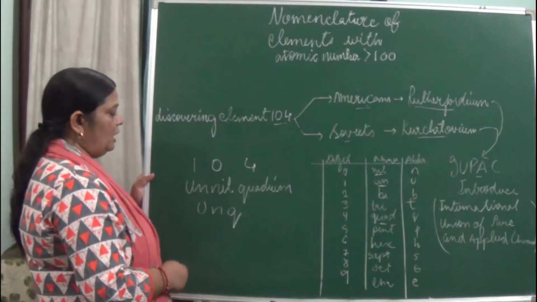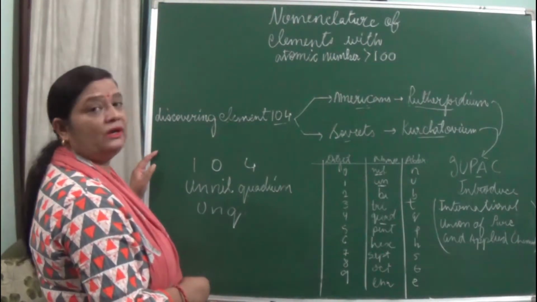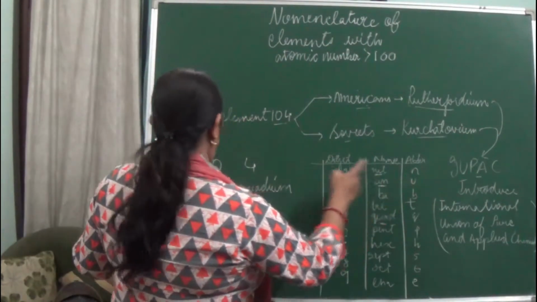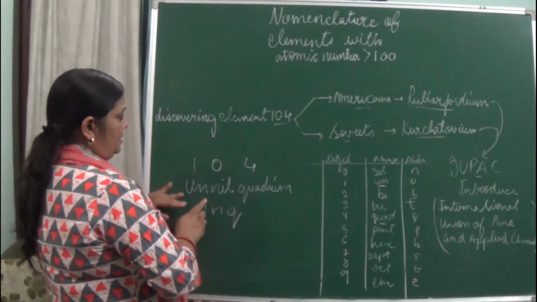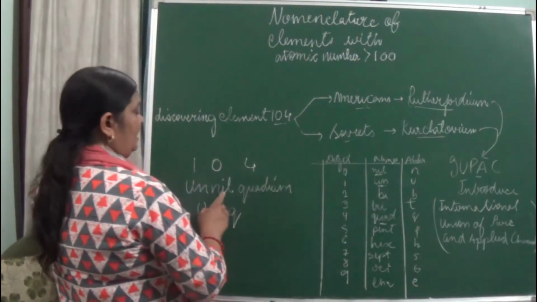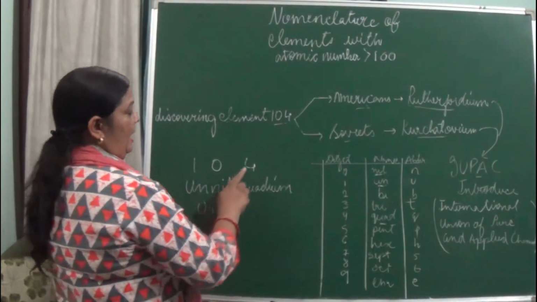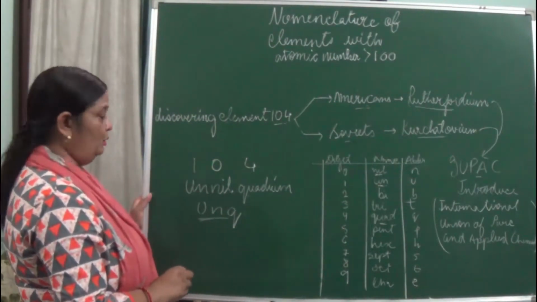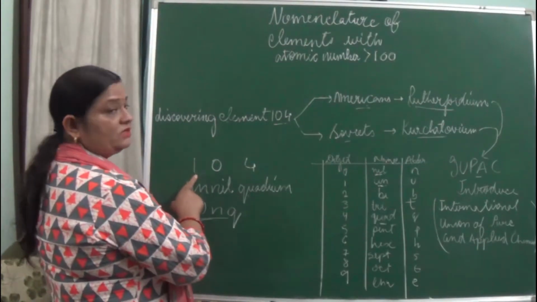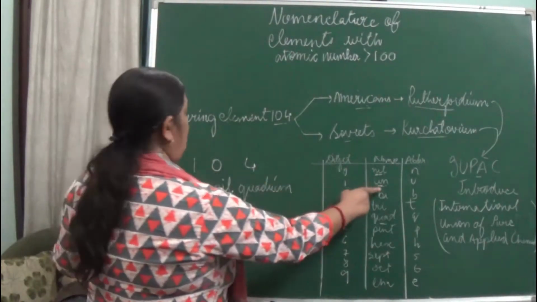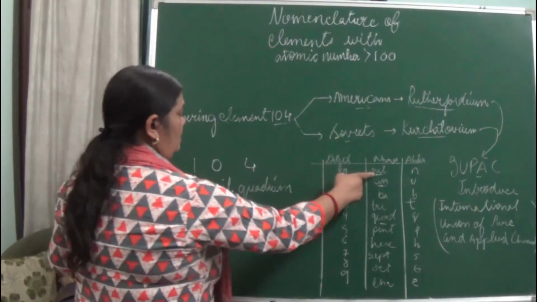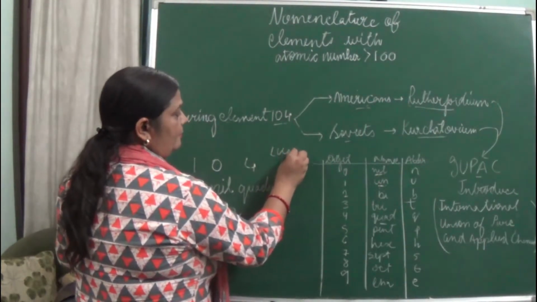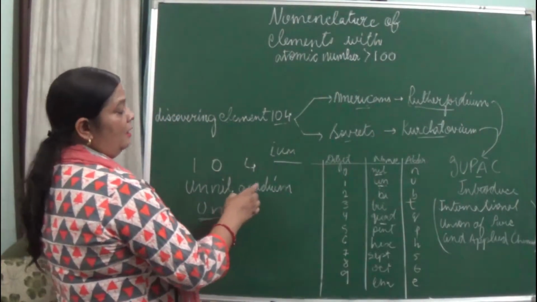Now, how will you write it? Un is U, nil means 0, and the quad symbol is Q. So its symbol becomes U, n, Q. Again I am explaining: suppose it is 104, 1 is un, 0 is nil, 4 is quad. At the end you add ium, so it becomes unnilquadium.